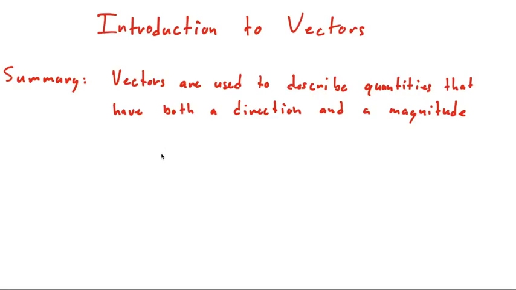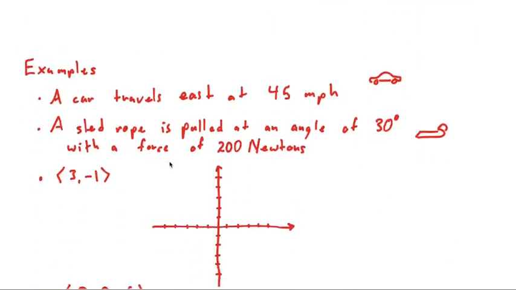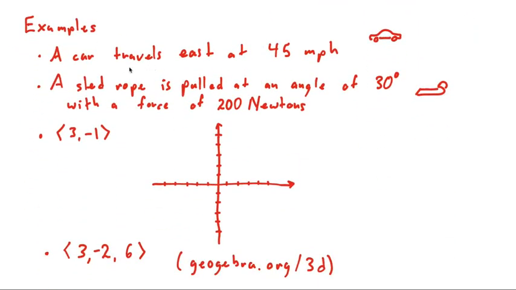Welcome. In this video, we will learn about vectors. Vectors are mathematical objects that are used to describe quantities that have both a direction and a magnitude. For example, we can imagine a car traveling east at 45 miles per hour. East is the direction and 45 miles per hour is the magnitude.